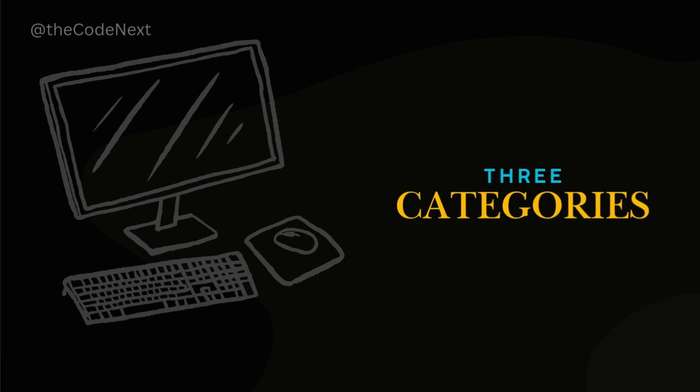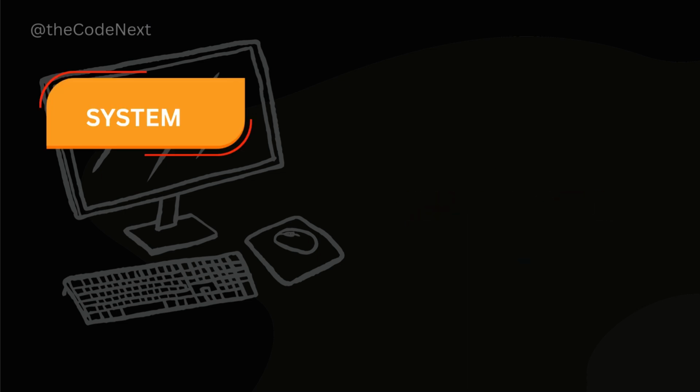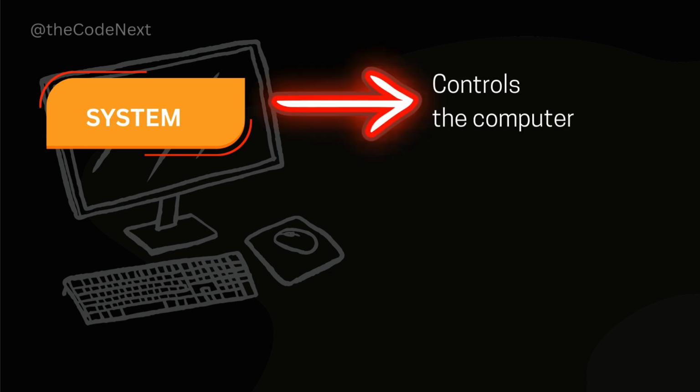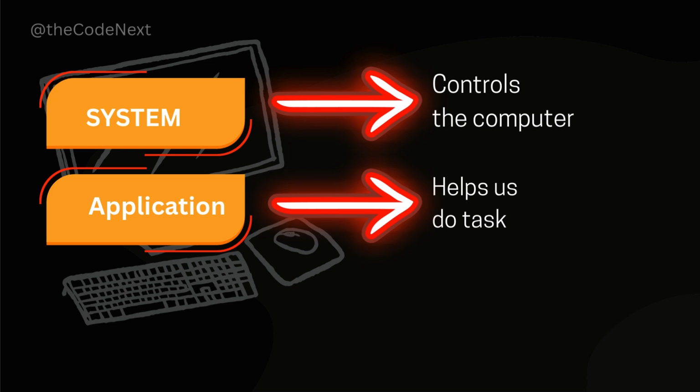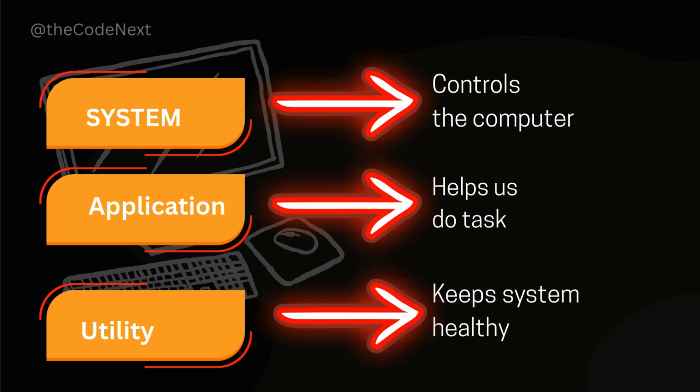Now, software comes in three main categories. Number one, system software. It controls the computer and makes it work. Number two, application software. This is what we use daily, like Word, PowerPoint, games, browsers. And number three, utility software. These are like the doctors of your system, keeping it clean and safe. For example, antivirus or disk cleaners. So remember system, application, and utility.